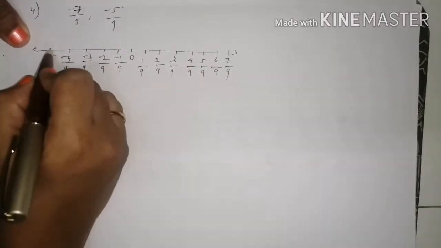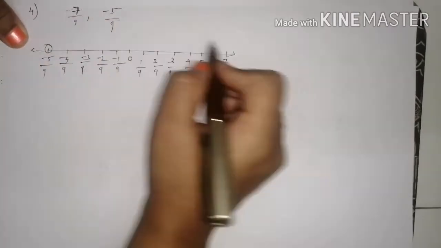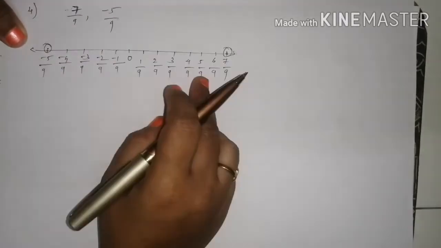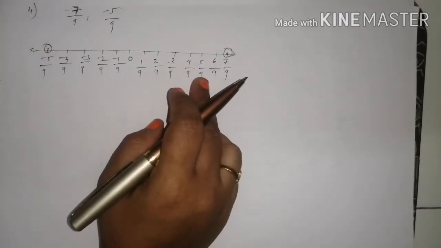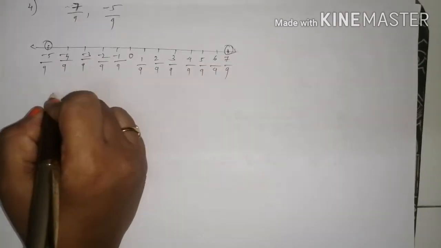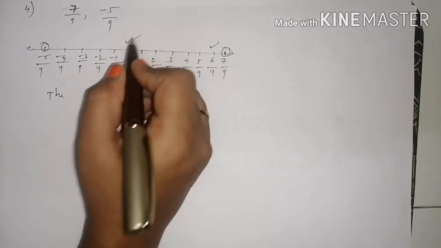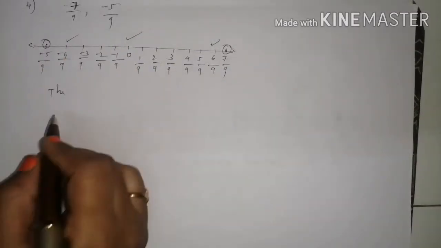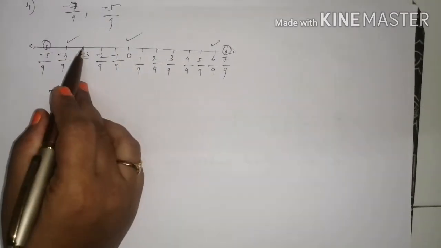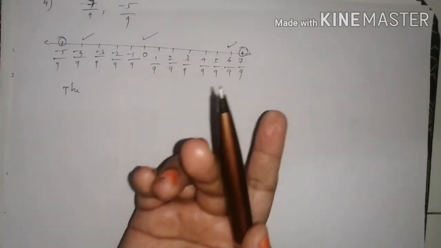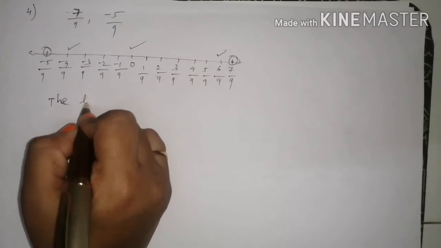So between these two numbers, -5 upon 9 and 7 upon 9, so many rational numbers are there. You can take any three rational numbers which you want. I am taking 6 upon 9 over here, 0 you can take, and here one number you can take. So any three rational numbers, you can take even -3 upon 9, even you can take 2 upon 9, 4 upon 9, any.